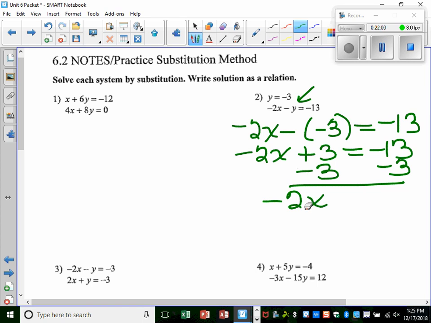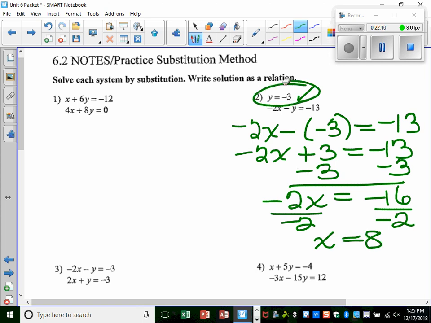Negative 2x equals negative 16. Divide by negative 2, so x equals 8. You don't have anything else to do because they already told you what y was, except just write it as a coordinate. That's why I saved that one for last, because it didn't follow all 5 steps. This y coordinate was already given.